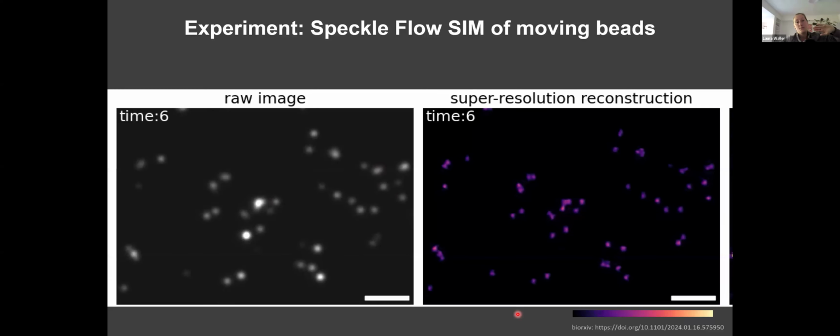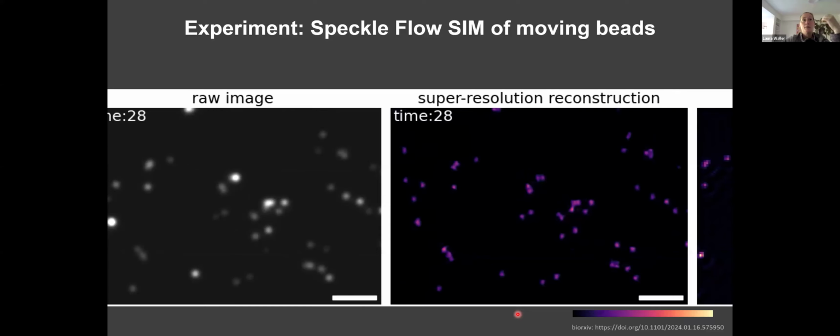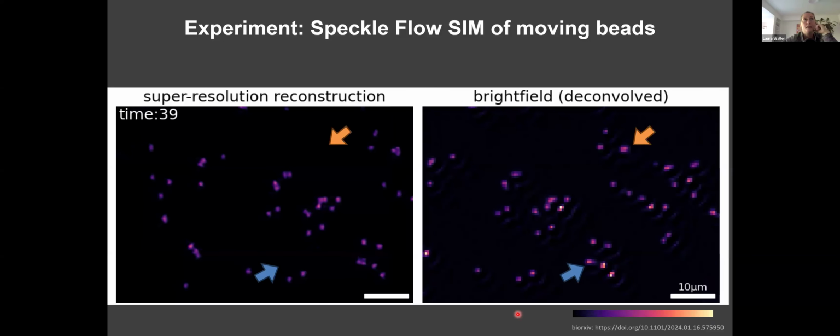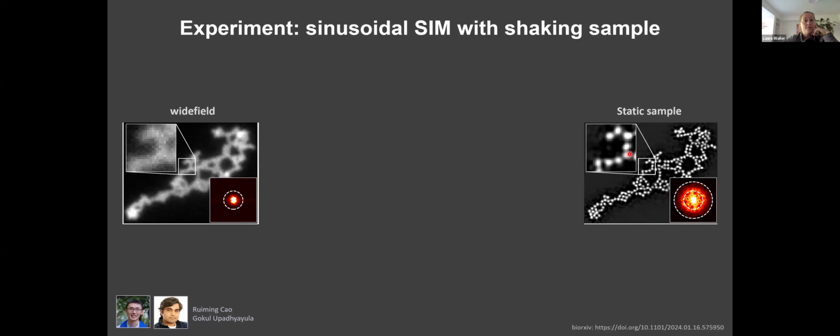Here's some experiments. This is just rigid body motion. So the sample is just moving laterally, pretty much in a linear line. So kind of boring, but we just wanted to verify that we can get the super resolution from it. And indeed, we can resolve these beads where in the bright field deconvolved image we cannot.